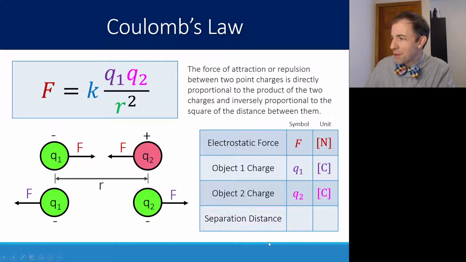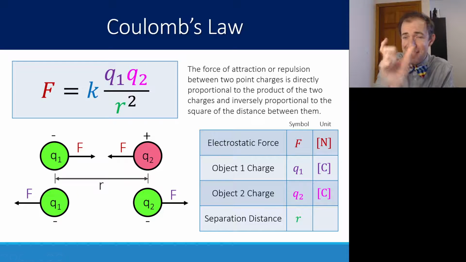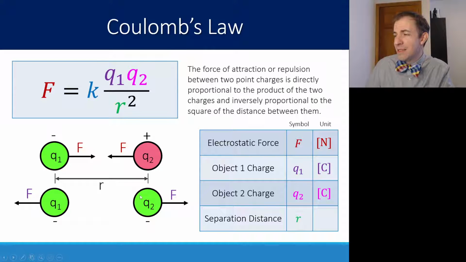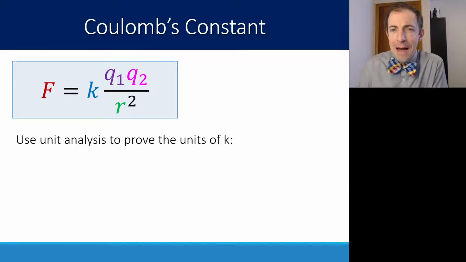And then the final variable here that you need to know is the separation distance, that is r. This isn't the radius, it's the distance that's actually between these two charges. We'll measure it center to center usually. Separation distance here is in units of meters. You'll notice though there's one other symbol in here, one other variable, and it's k, lowercase k.